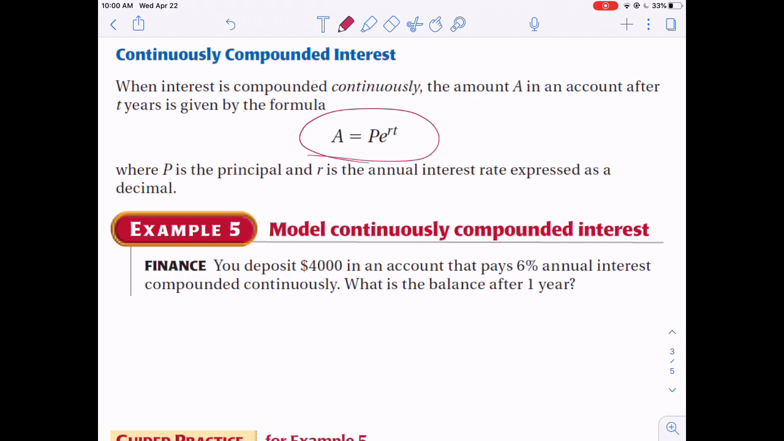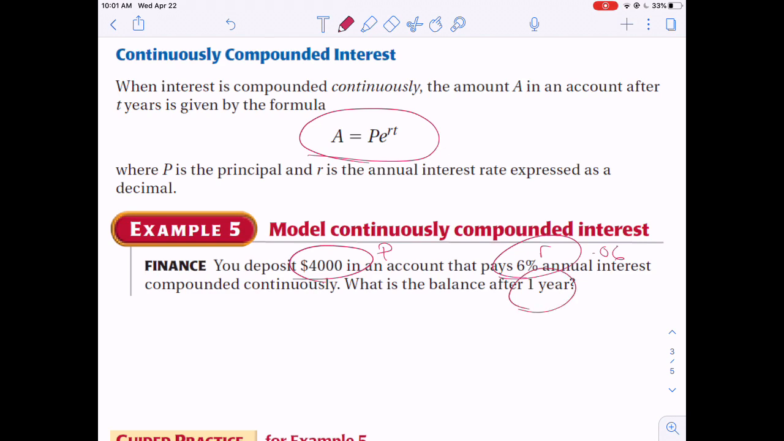So example 5 says you deposit $4,000, gee I wish, in an account that pays 6% annual interest. That hasn't happened probably in 20 years, getting that kind of interest rate. And what's the balance after 1 year? So I have 4,000, that's my P. My rate is 6% or 0.06. Make sure we convert it to decimal.